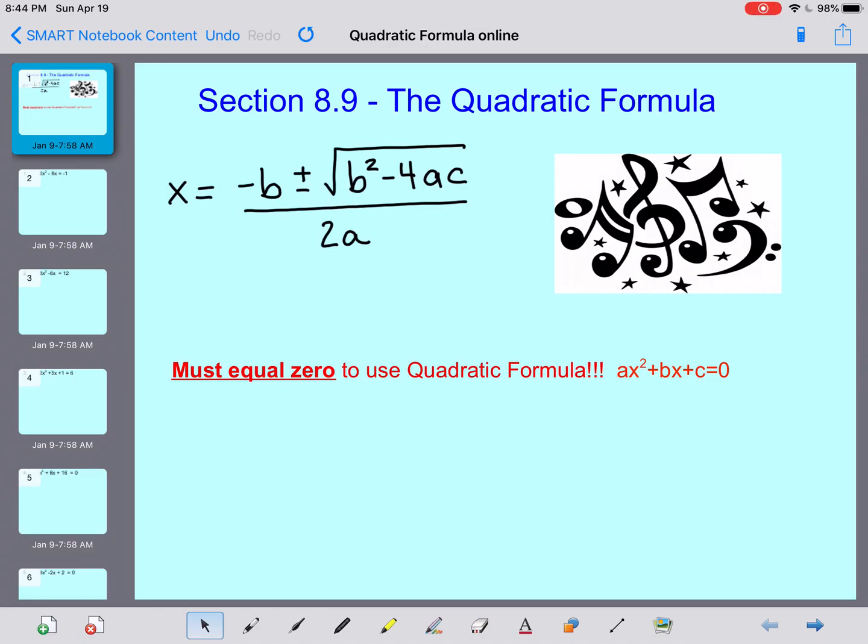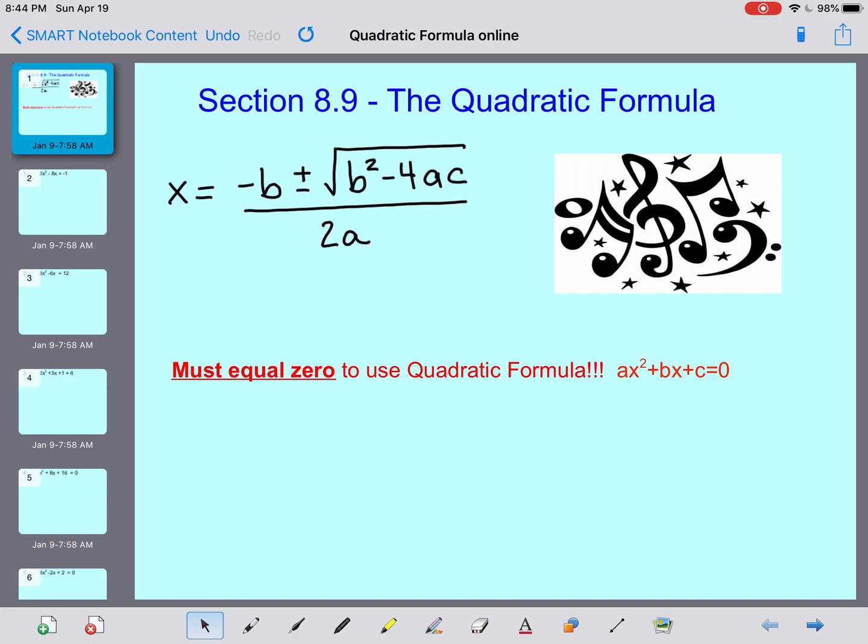All right, this is section 8.9 in the textbook. It's called the quadratic formula. This is now our third method for how to solve a quadratic equation. We've done the factoring method, we've done the square root method, and now we're doing the quadratic formula. This is method 3. There are 5 methods altogether.